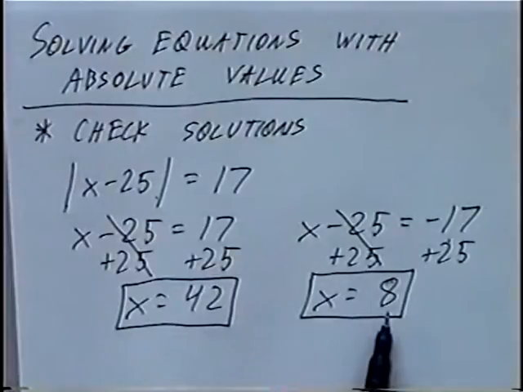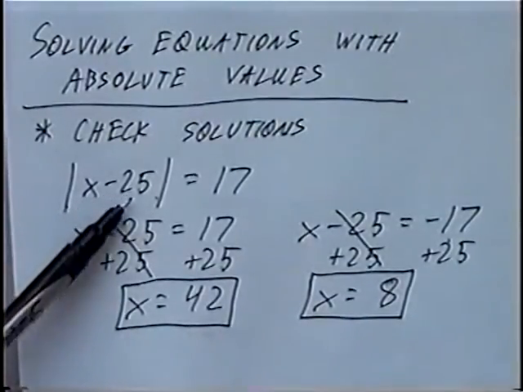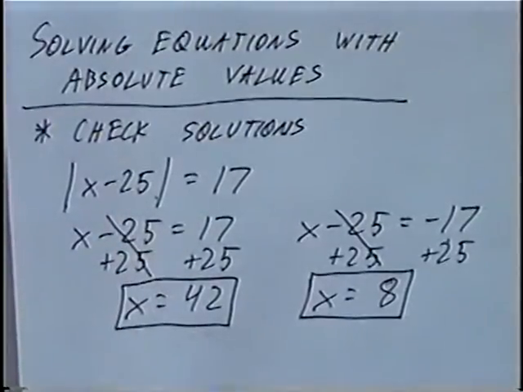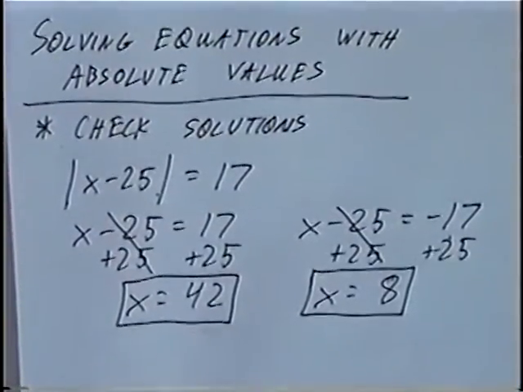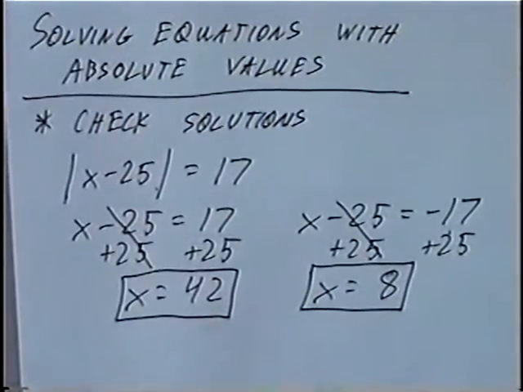Our second answer, 8. Plug it back into the original equation. 8 minus 25 would be negative 17. The absolute value of negative 17 is 17. So 8 also works. So the two solutions are 42 and positive 8.